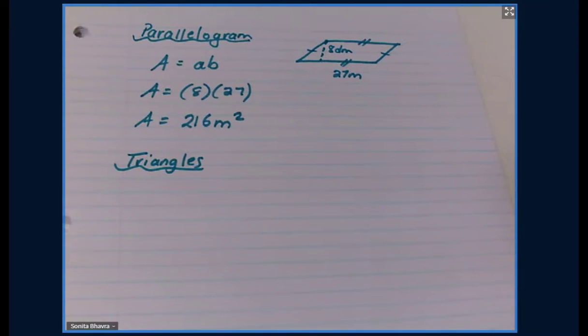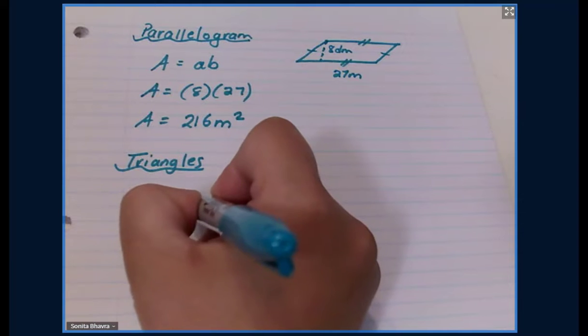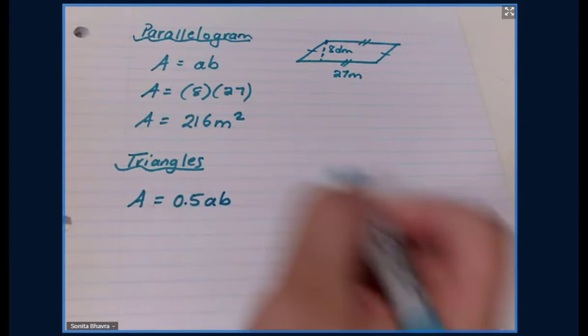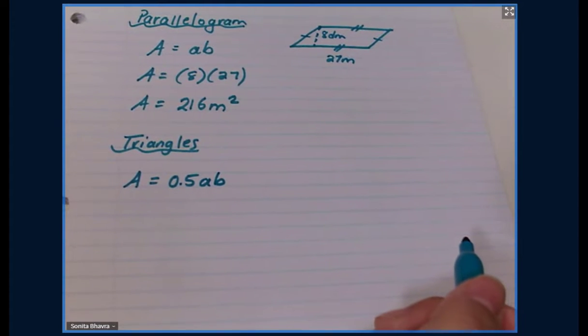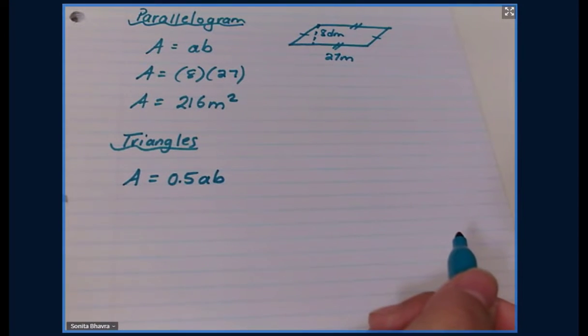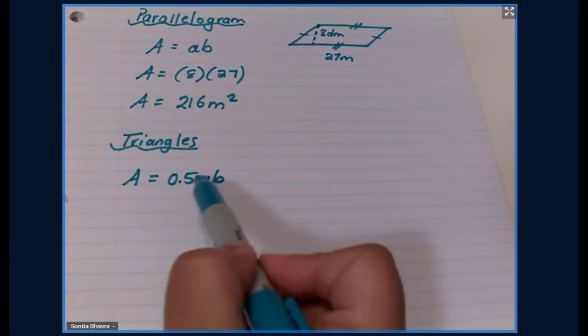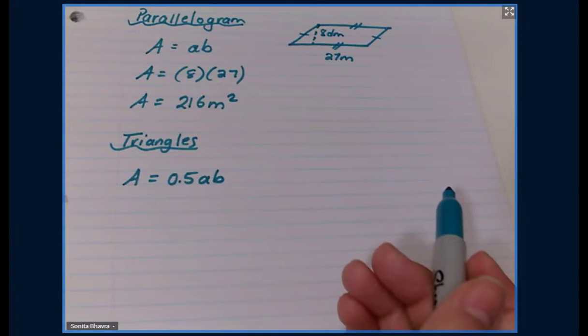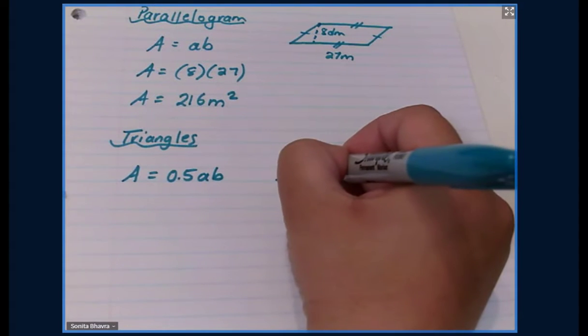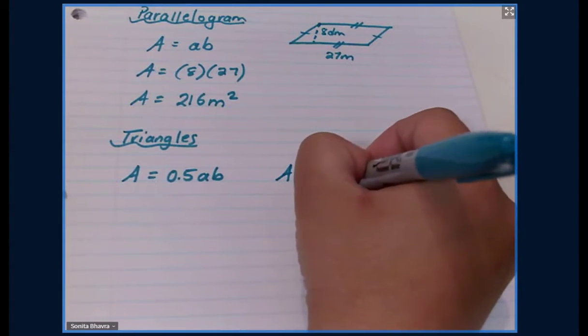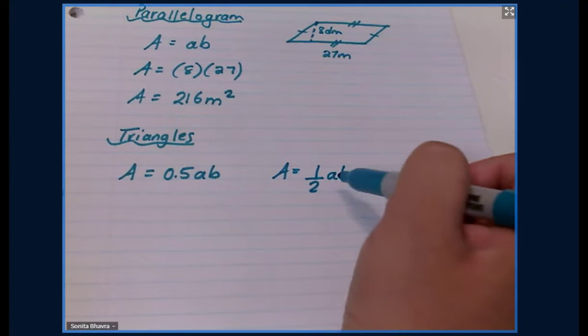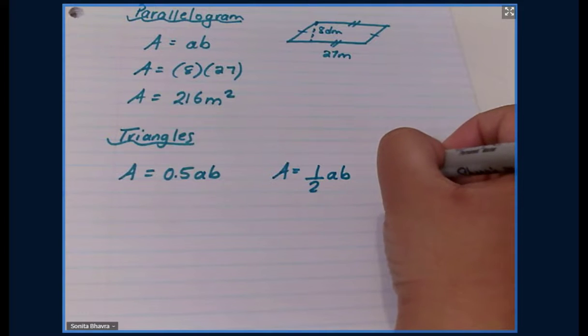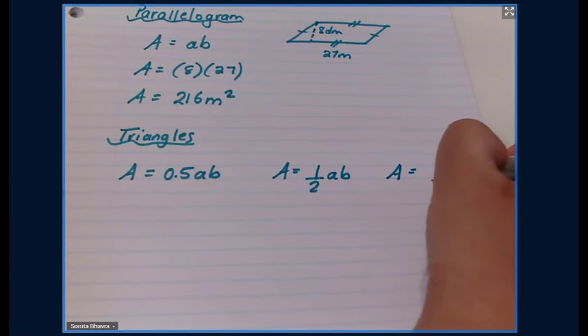Triangles are next, and there are 3 formulas that you may have seen to calculate the area. The first is A equals 0.5 AB, and you may have seen it as base times height. Still the same thing. A here is representing altitude, which is the height. You may have seen it as half AB, again half base times height, or you may have seen it as A equals AB divided by 2.